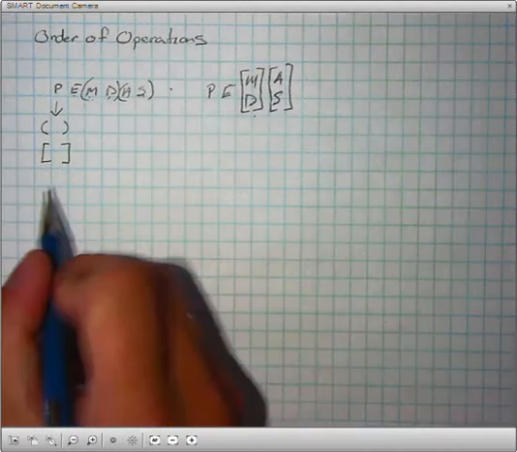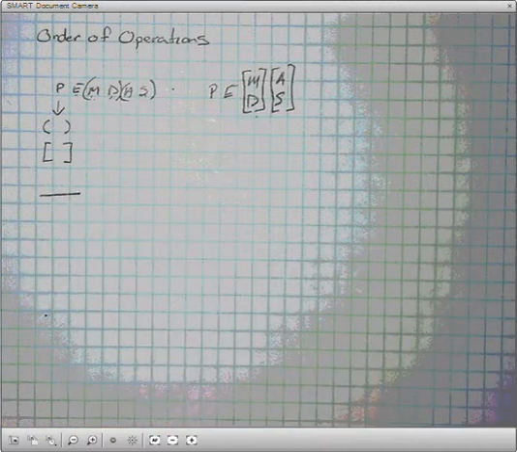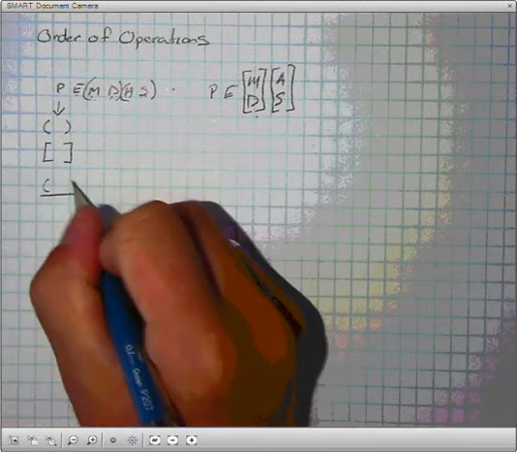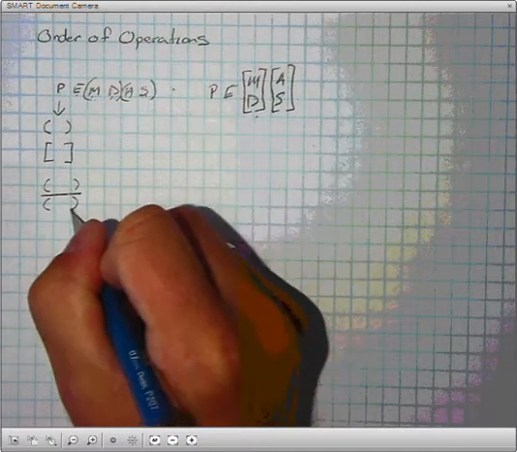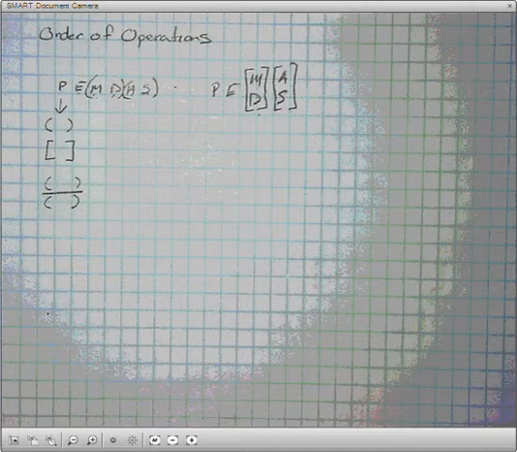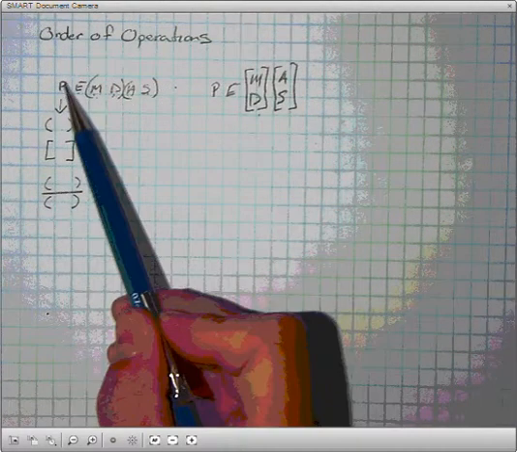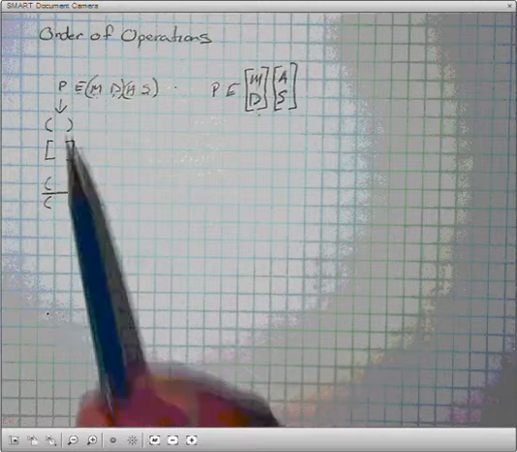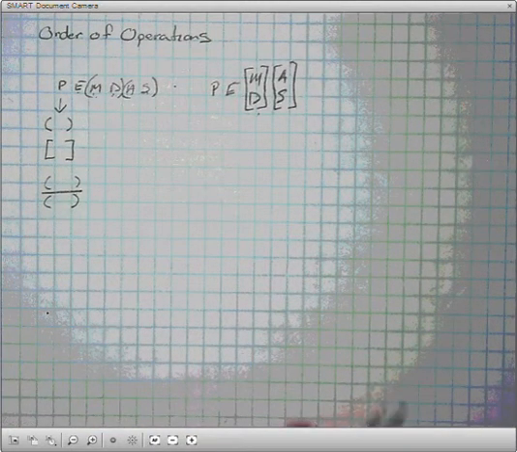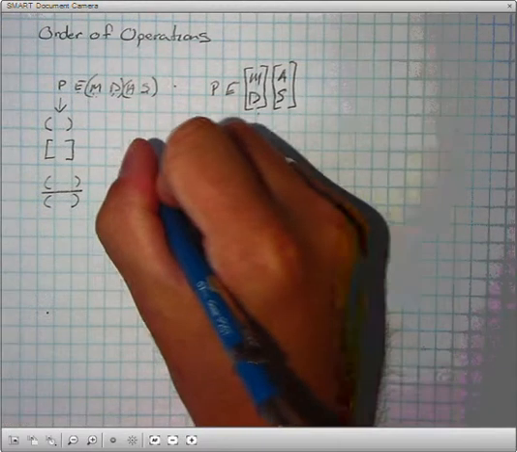In addition to that, you're also going to have fraction bars. And the fraction bar is a lot like parentheses. It's going to separate everything on the top and on the bottom. So we have to treat those just like we would parentheses. Those are all what are called grouping symbols. Parentheses are just one type of grouping symbol. So we'll be grouping them in a variety of different ways this year. Let's look at a few examples to get us started.